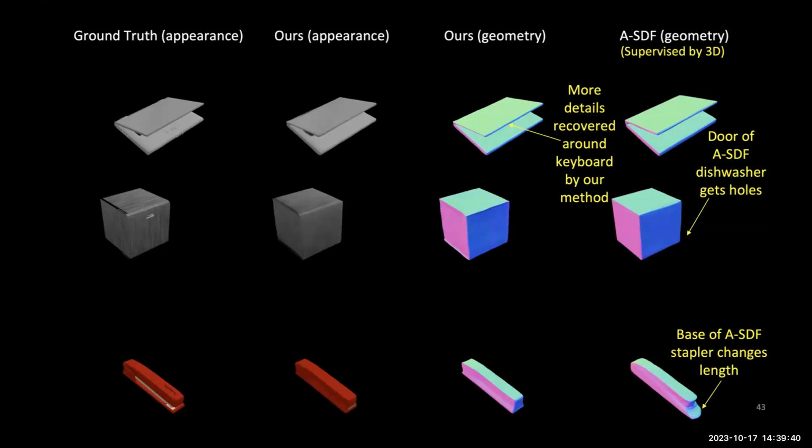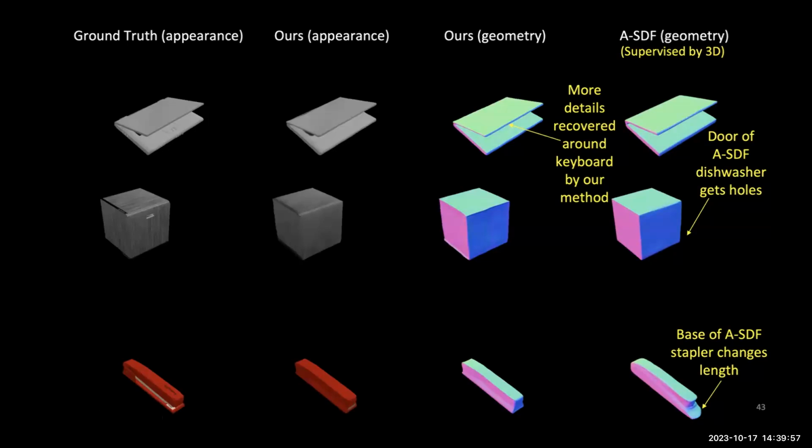We also compare on this more challenging example of eyeglasses, where it has very thin structures. And still, we are able to pretty much reconstruct both the geometry and appearance. And we can see in the ASDF glasses, the legs get broken, and the front shape does not match the ground truth.